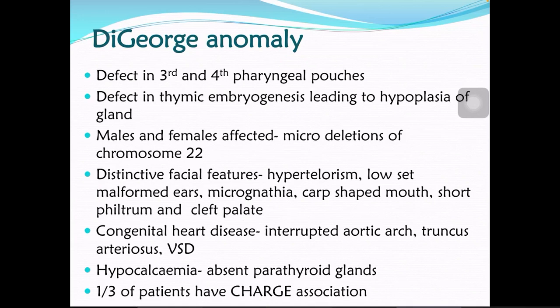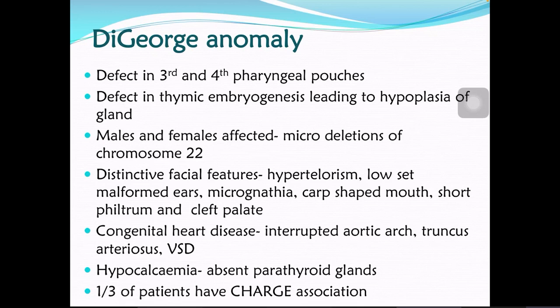Right. To go to the next anomaly, which is DiGeorge anomaly. And here is a problem that leads to a defect in the thymic embryogenesis, leading to hypoplasia of the thymus. Males and females, both are affected, and it is known to happen due to microdeletions of chromosome 22.